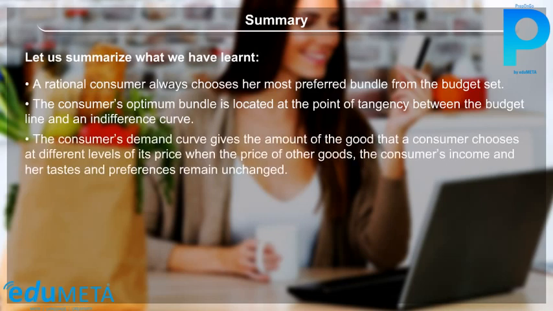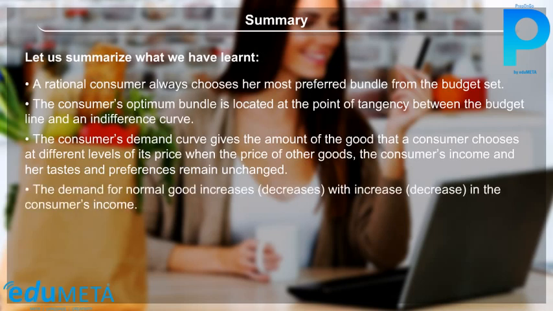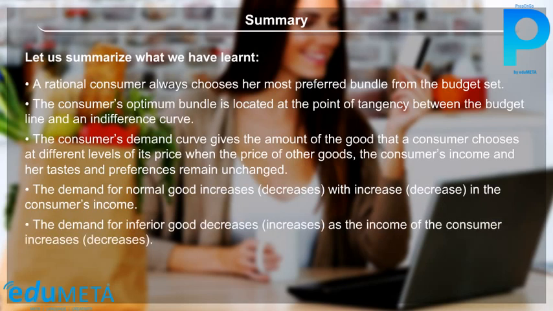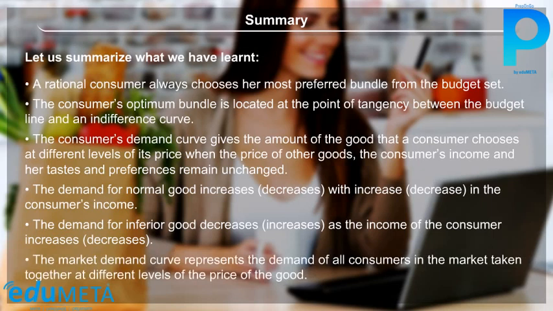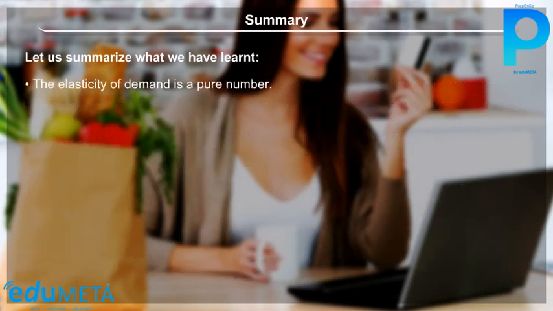The consumer's demand curve gives the amount of the good that a consumer chooses at different levels of its price, when the price of other goods, the consumer's income and her tastes and preferences remain unchanged. The demand for a normal good increases, decreases, with an increase, decrease in the consumer's income. The demand for an inferior good decreases, increases, as the income of the consumer increases, decreases. The market demand curve represents the demand of all consumers in the market taken together at different levels of the price of the good. The elasticity of demand is a pure number.